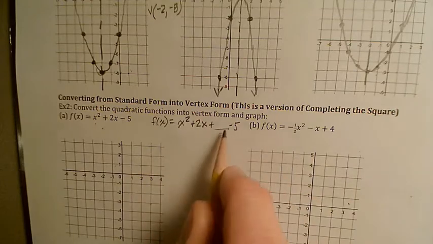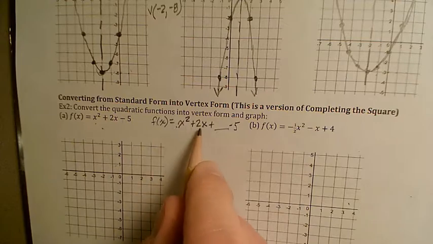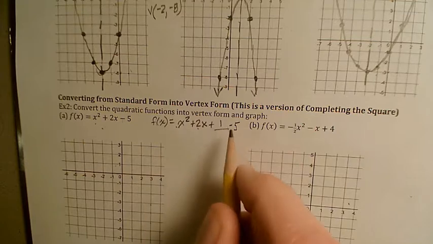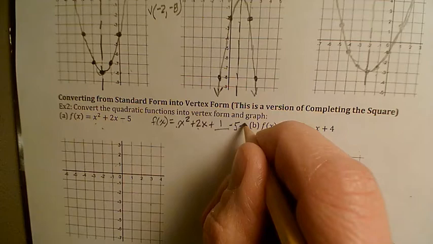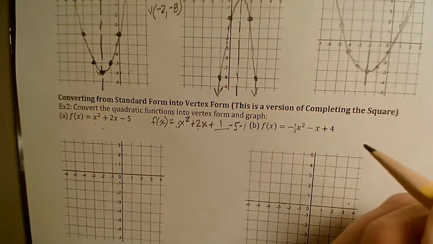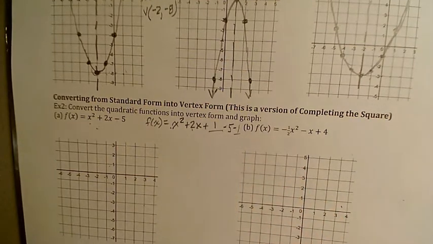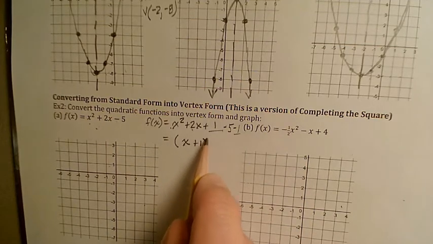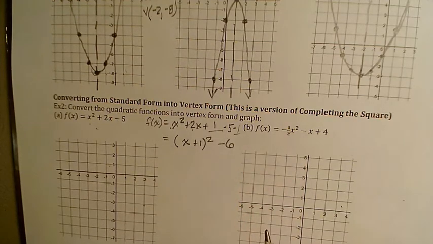Now, I want to make this a perfect square trinomial. This is a 1, so that's nice. So that means I can take half of this and square it. So that's going to be a 1. The only problem is I just added a 1 to this expression, so I have to subtract 1 to make up for it out here. Okay, so I added a 1 and I subtracted a 1, so I really didn't change anything to that expression. But what that allows me to do is write this as x plus 1 quantity squared minus 6, and now that's in vertex form.